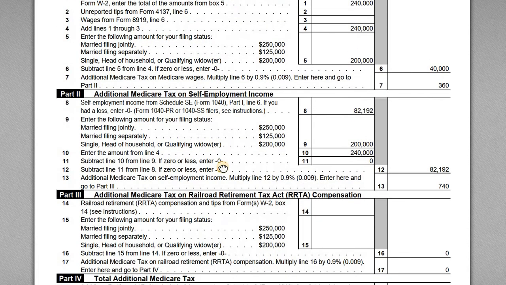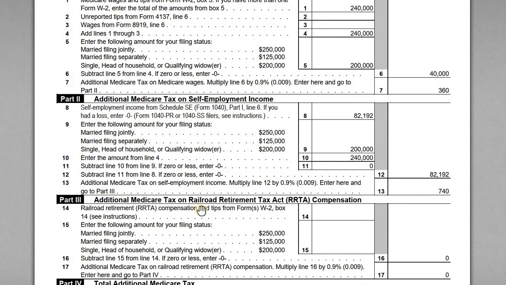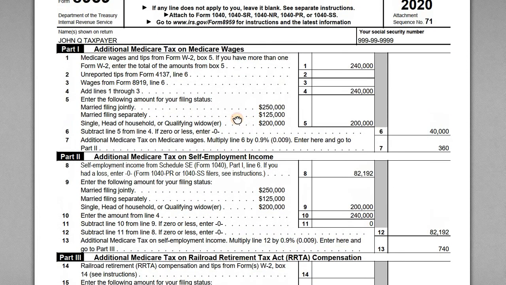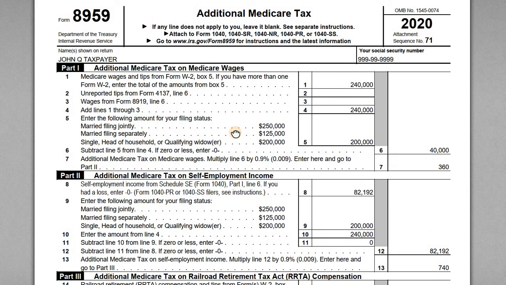Now, there is a third part, Additional Medicare Tax on Railroad Retirement Act compensation, but frankly, I don't see this too often, and just for purposes of this video, I wanted to stick with what I see most common in practice, which is definitely the Additional Medicare Tax imposed in one of these two sections.